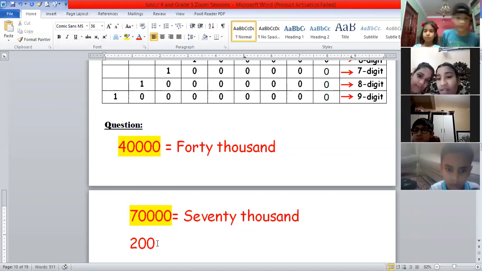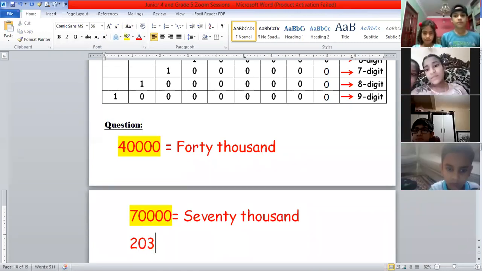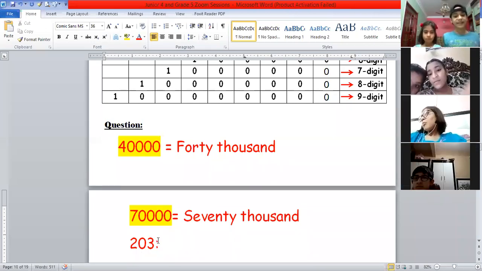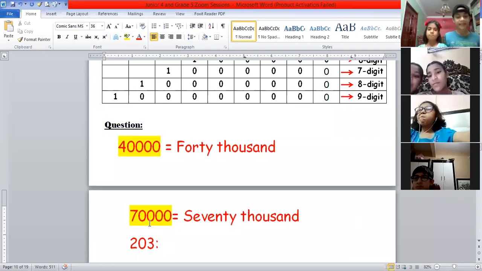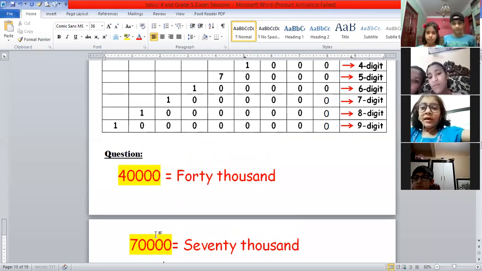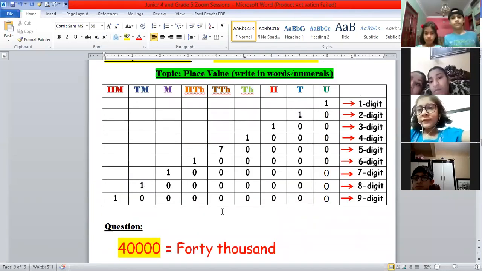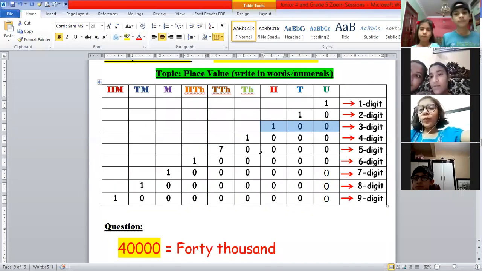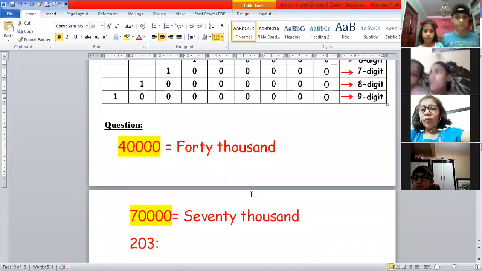so how can we write this number in words? How many digits do we have? Three. So it means that we have to use this column, na? This column. Yes. And the number is 203.